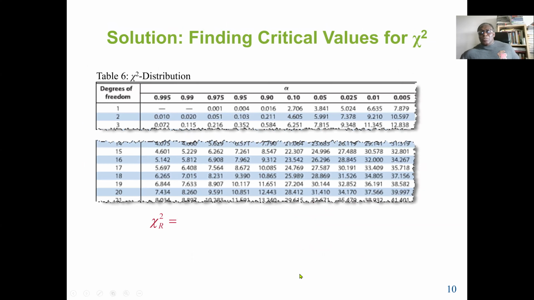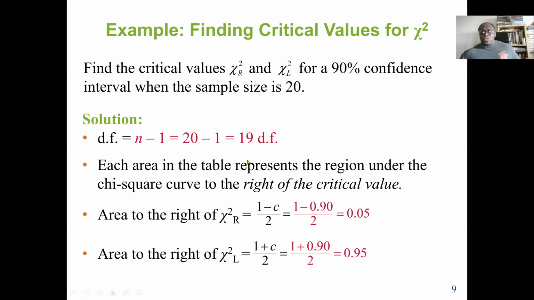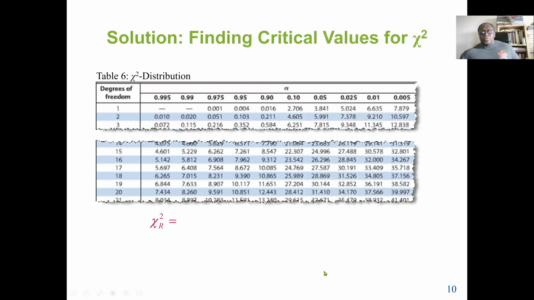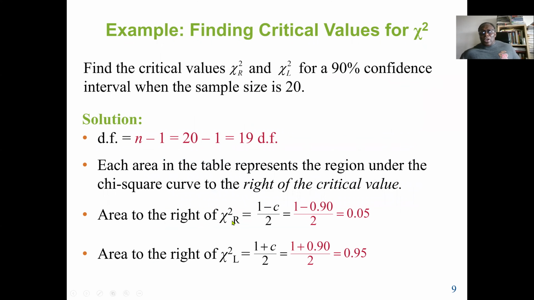So now we go to our chi-square distribution table. First, we have to look at the degree of freedom, which is 19. So here we go to 19. That's degree of freedom 19. Then we go to 0.05. Why? We are doing the chi-square right tail. Let's go back to the question again. Chi-square right tail is 0.05, which is 1 minus C over 2.